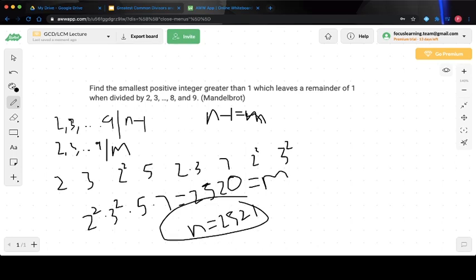Oh yeah, sorry, yes, 2 to the third is 8. Yeah, it is 2 cubed, my bad. Yes, you're right, it is 2 cubed. Sorry about that. So 2 cubed times 3 squared times 5 times 7 equals 2,520.